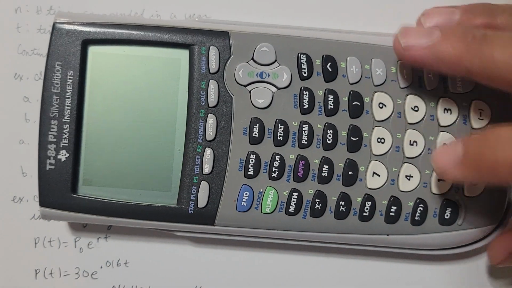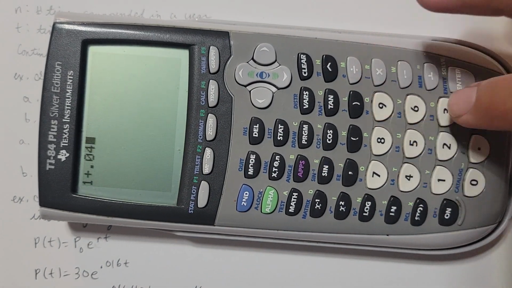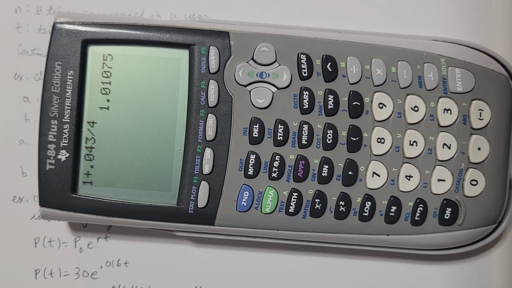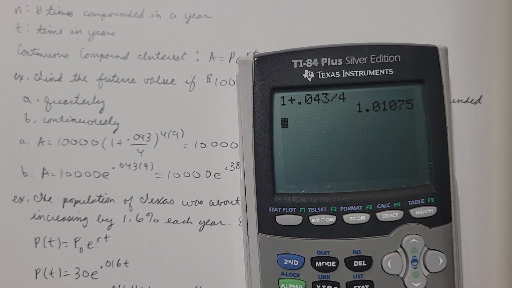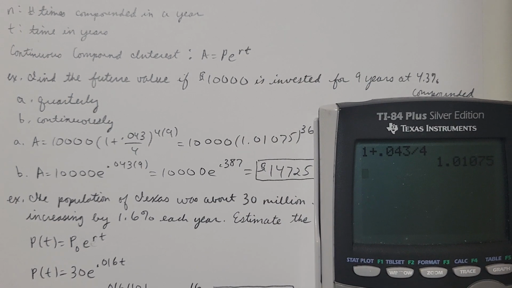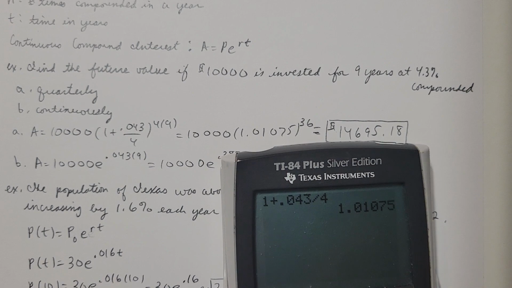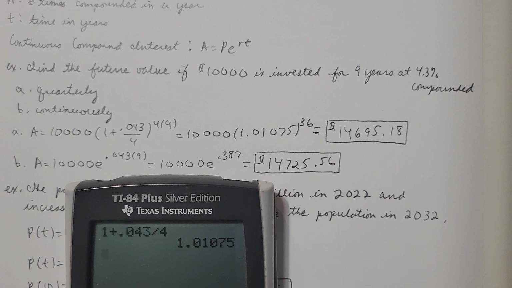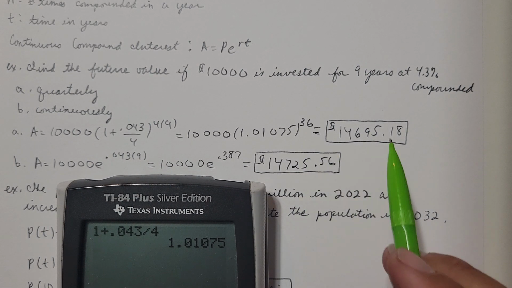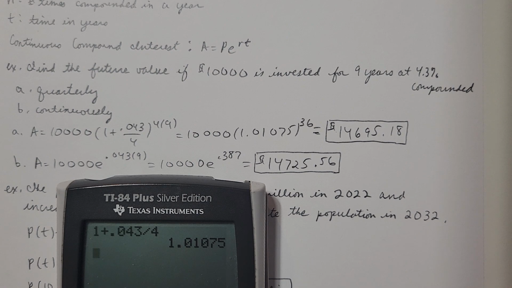So if I do that, 1 plus 0.043 divided by 4, I'm getting 1.01075. Okay, and by the way, use all the digits that you see on the calculator. Because when we get our answer, if there's any rounding, you could be pennies off or you could be hundreds of dollars off.